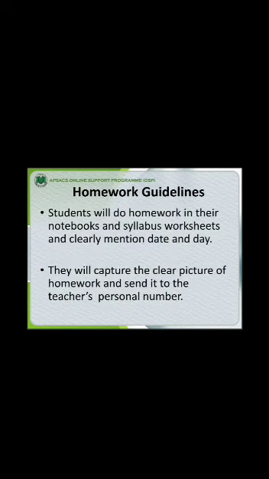These are the homework guidelines. Students will do homework in their notebooks and syllabus worksheets. They will clearly mention date and day. They will capture a clear picture of homework and send it to the teacher's personal number.